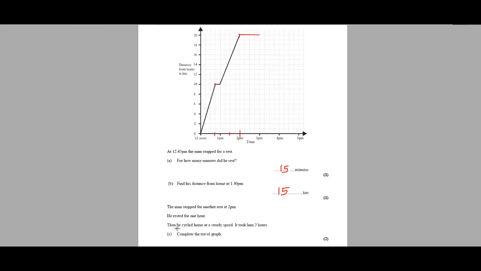Then he cycled home at a steady speed. Steady speed means the distance time graph will be a straight line. It took him 2 hours. So he was there at 3 p.m. Then it took him 2 hours after 3 p.m. to reach home. So 3 plus 2 is 5. So he will reach home at 5 o'clock, at 5 p.m. Complete his graph. So we will join this graph from here till now. So this is his complete journey graph.